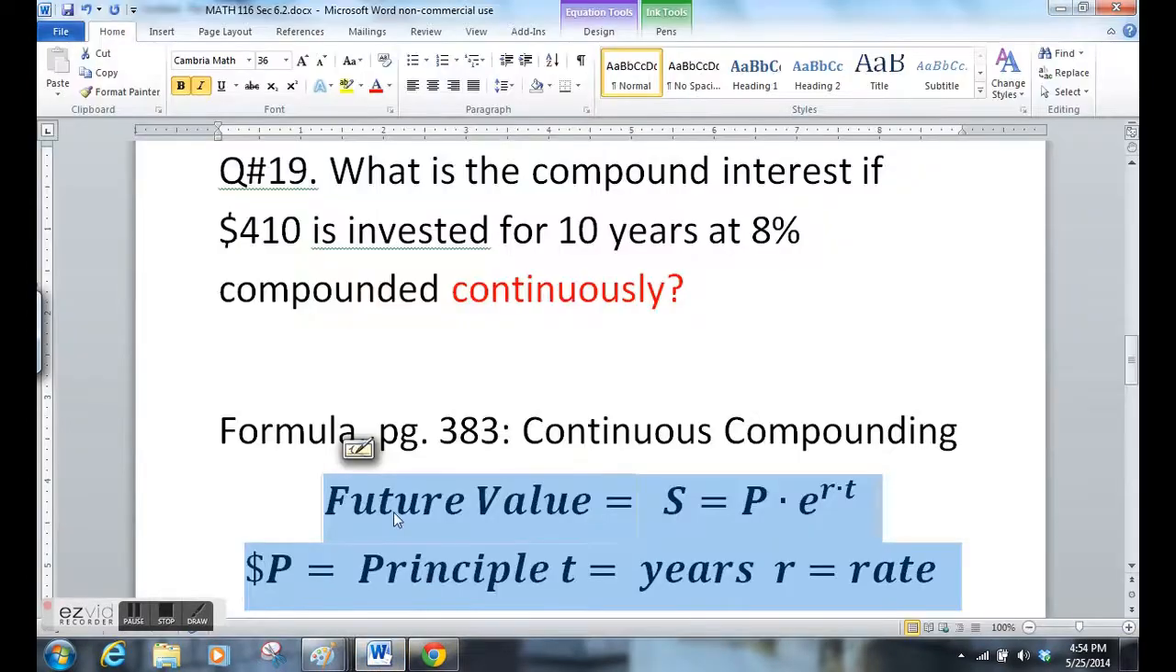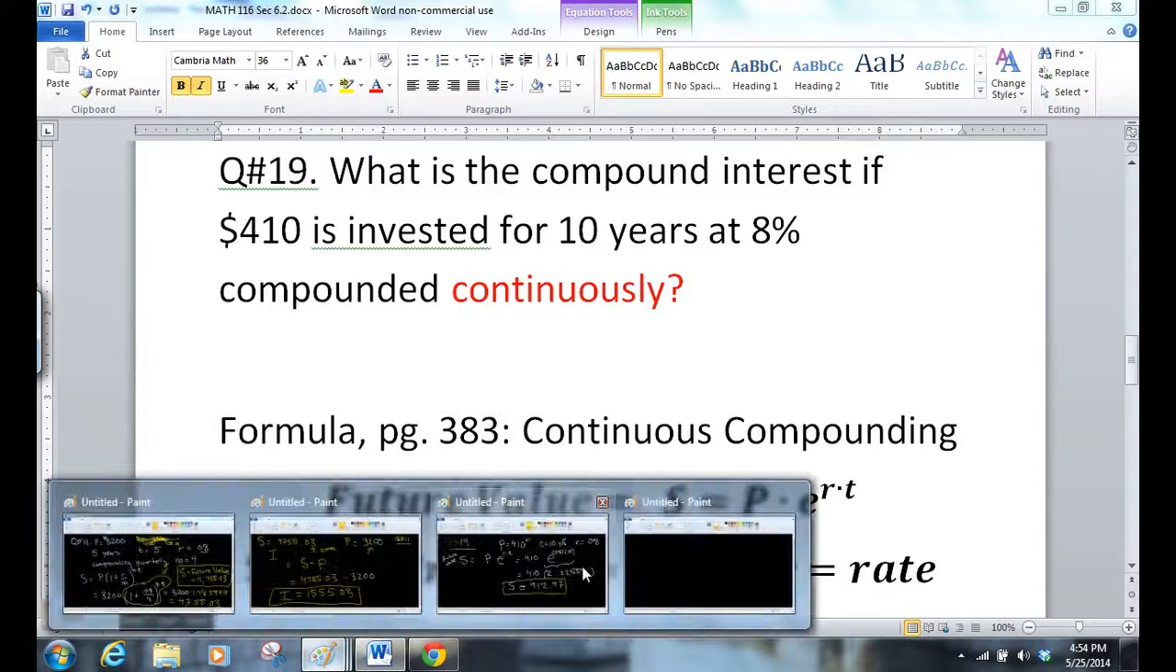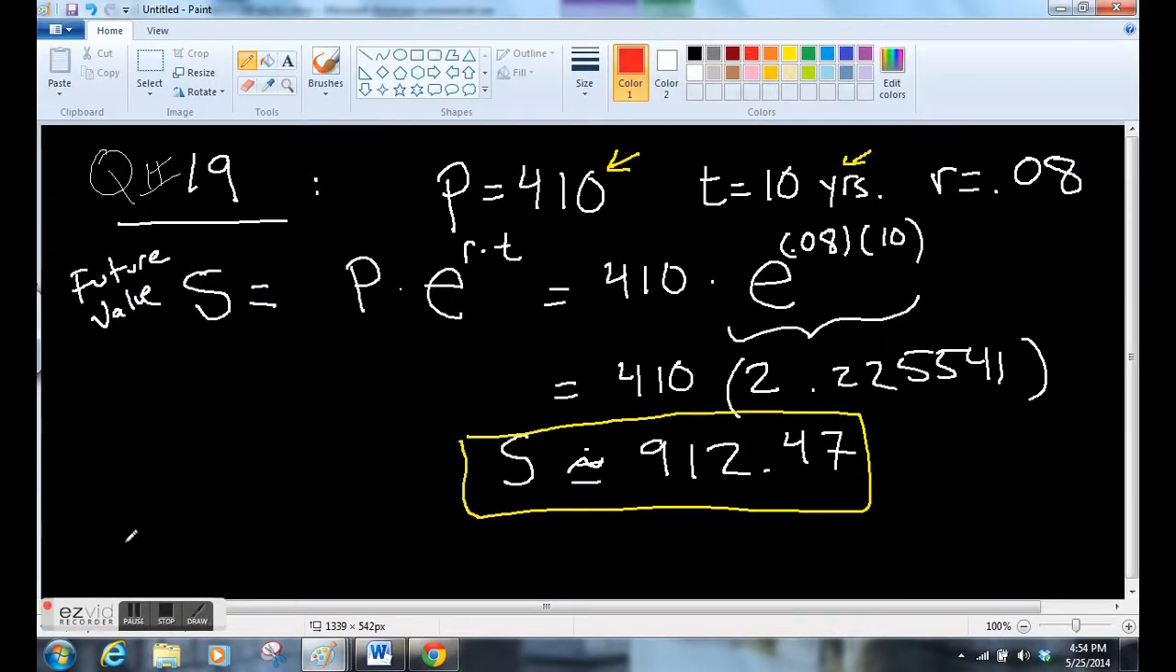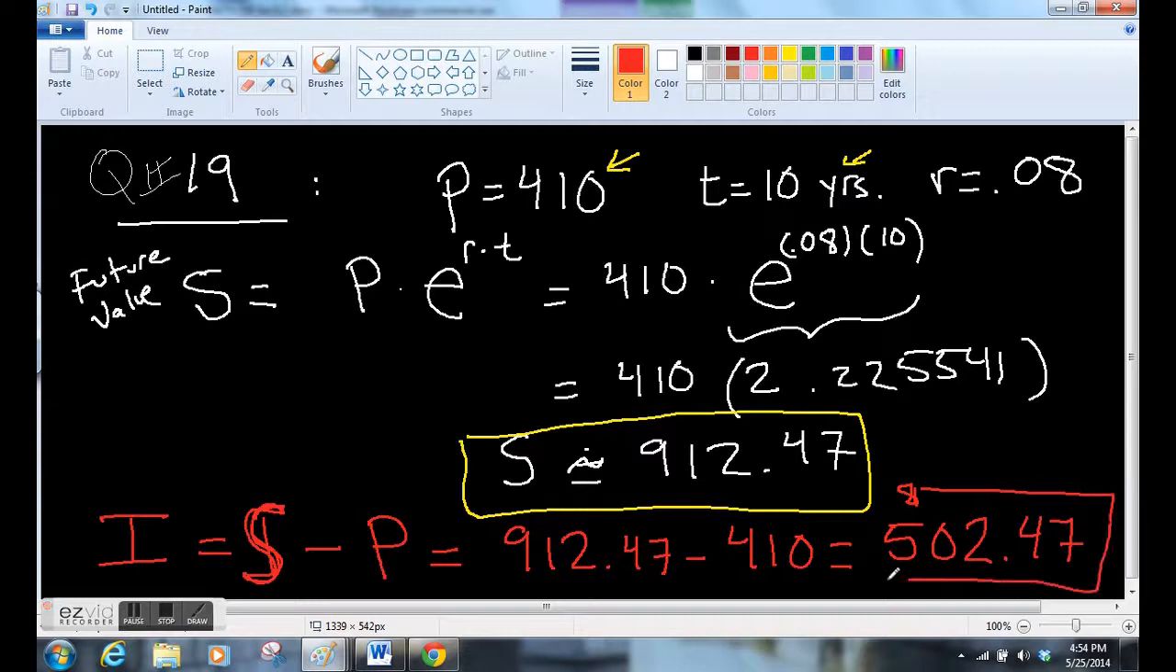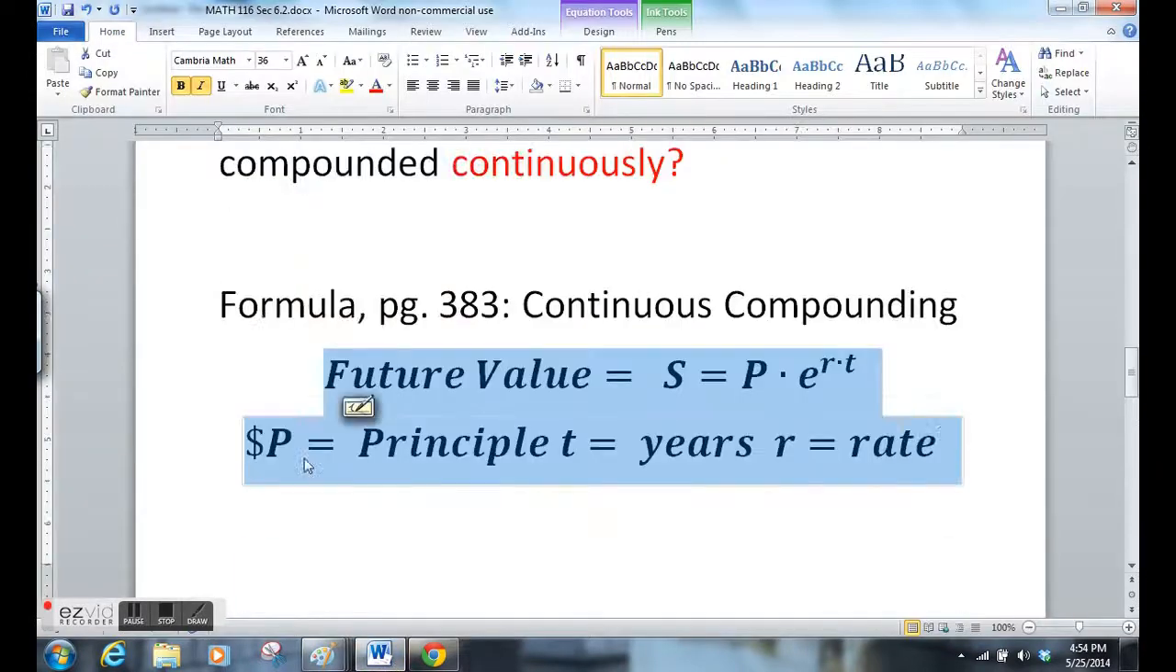That's not bad. And it said, what is the compound interest? So we don't actually want the future value, we want the interest. Why do we want the interest? Because we want to know how much we made. So again, you're seeing the pattern. Interest equals the future value, S, minus the principal. So in the future, we had $912 minus the 410 that we started with, means our interest was $502.47. That's pretty good. You got more interest than you put into it, right? You only put 410, you got $502 in interest, but you had to wait 10 years. So that was a very patient proposition.